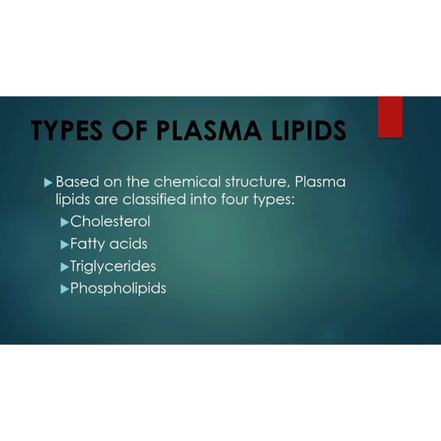Types of plasma lipids. Based on the chemical structure, plasma lipids are of four types, namely cholesterol, fatty acids, triglycerides, and phospholipids. Now we are going to see about cholesterol.